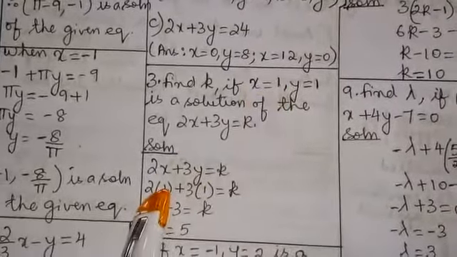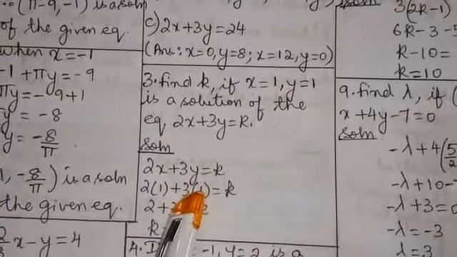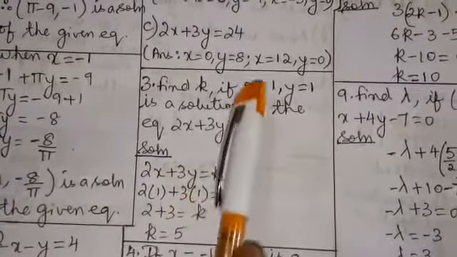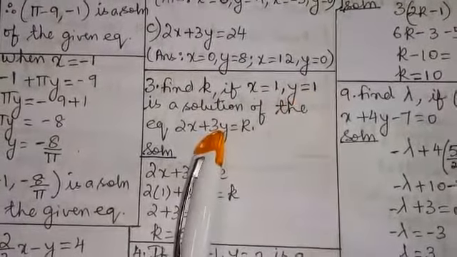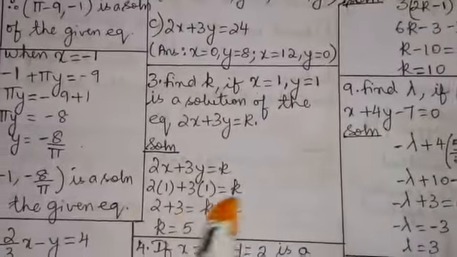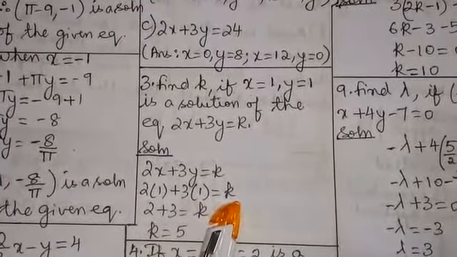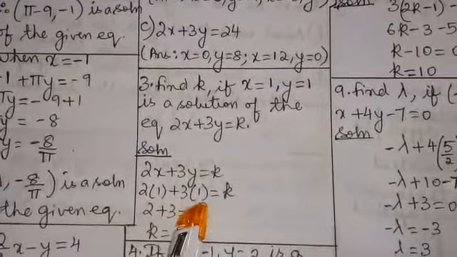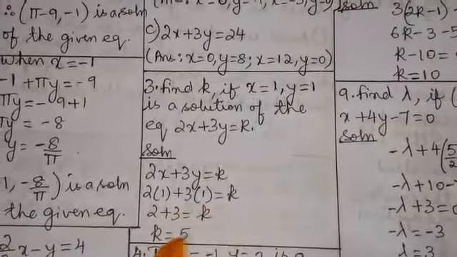x is equal to 1 and y is equal to 1. Since it's given that it is a solution to this linear equation, it will satisfy the linear equation. So we simply have to substitute the values of x and y and solve to find the value of k.